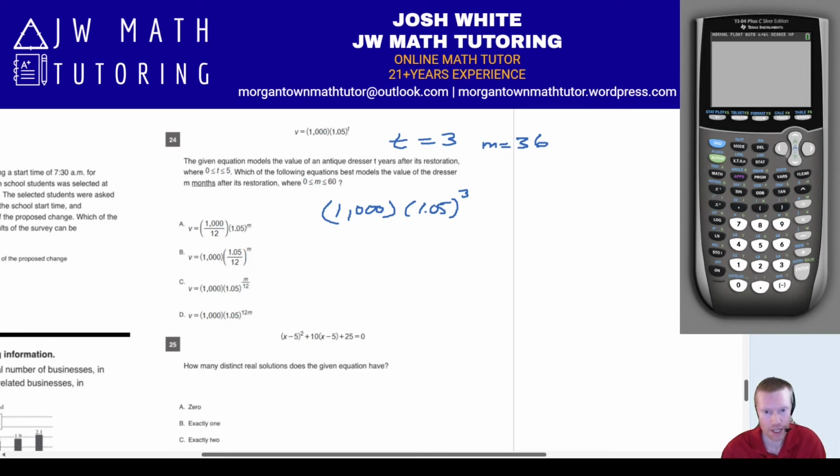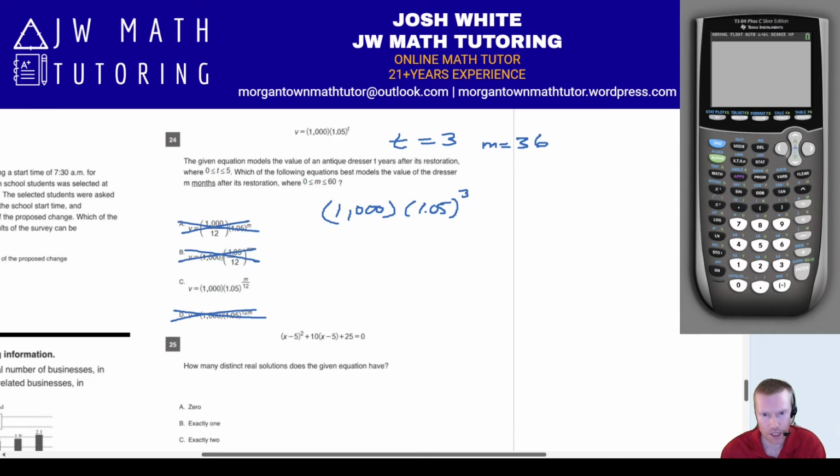So if you look at it, D looks pretty similar, except your exponent would be 12 times 36, which is obviously not 3. So get rid of that. And you look at A and B, notice they have numbers under the 1,000 and under the 1.05, and that should not change. That's not going to match. If you make this a 36, it's not going to be to the third.